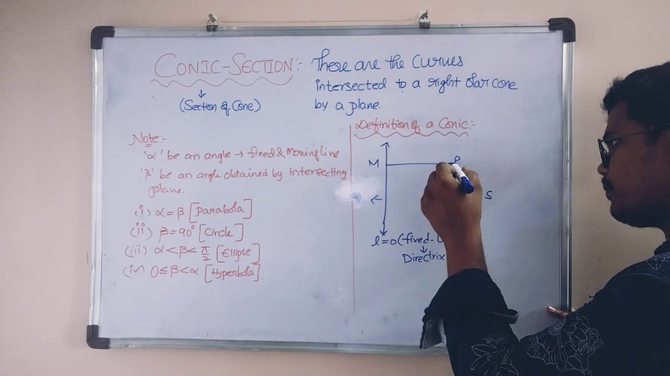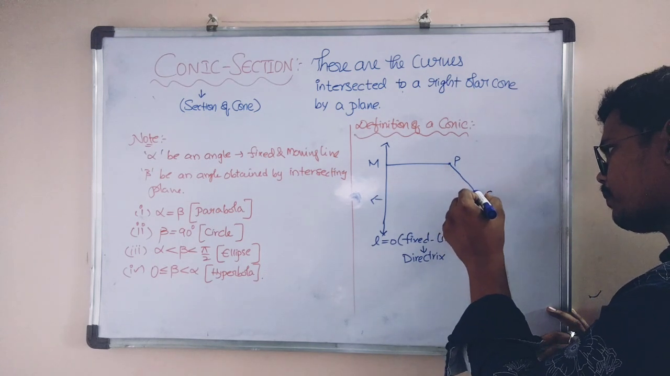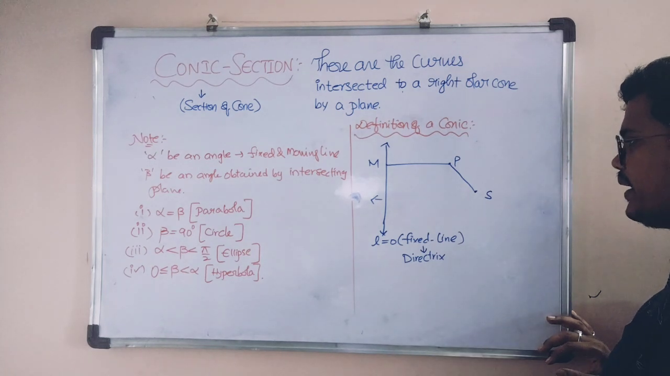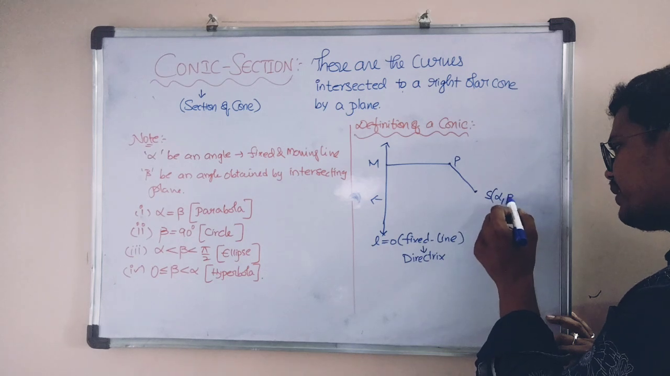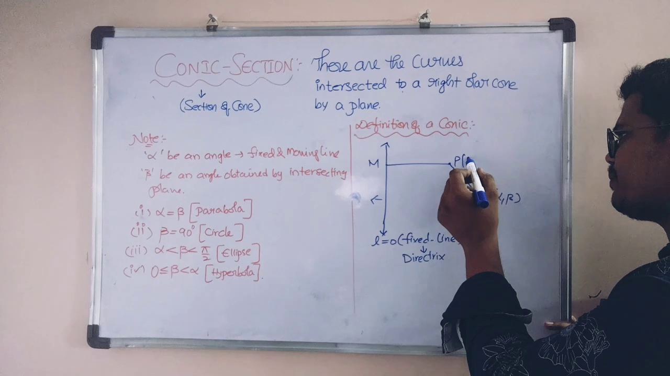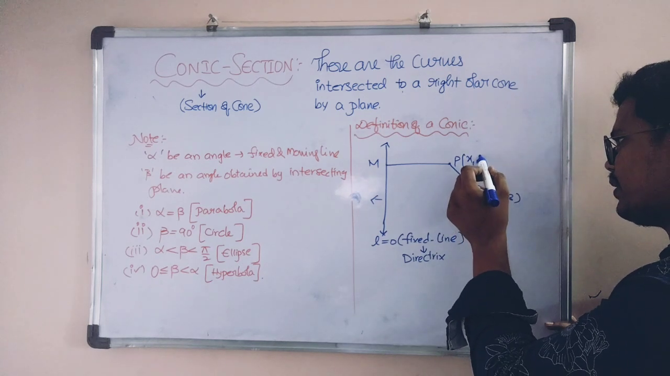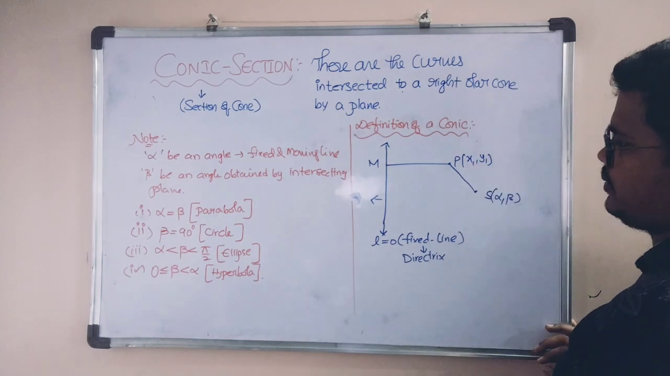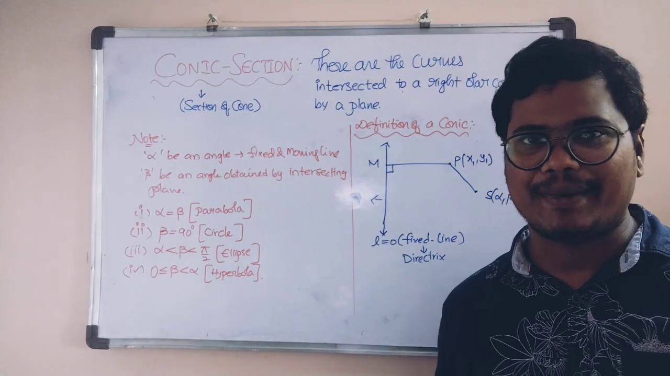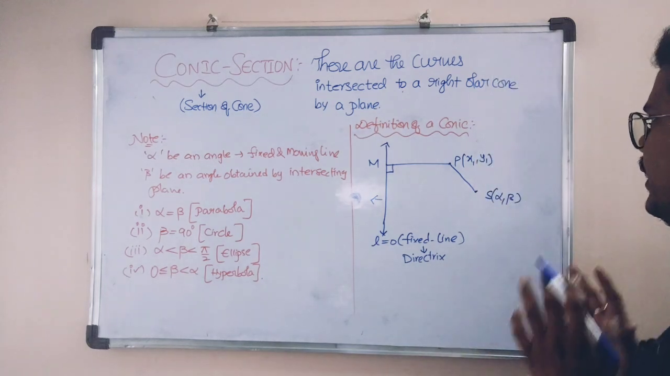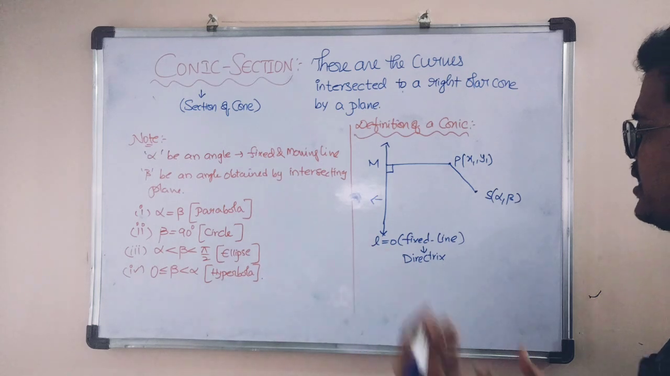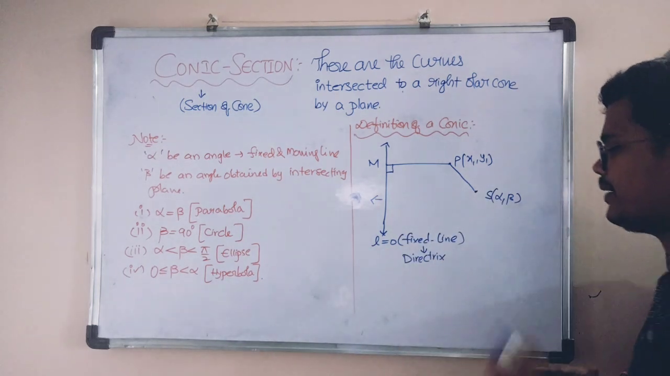Now we join P and S. For better understanding, I am taking this fixed point as alpha comma beta, and this P as x1 comma y1. M I already briefed you, which is the foot of the perpendicular. Projection means the foot of the perpendicular only. Now we have to write down the definition of this figure. How will it happen?